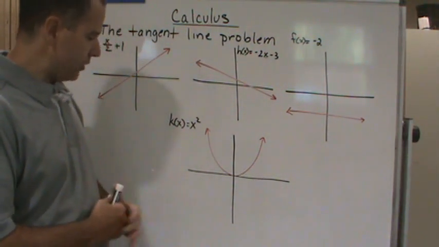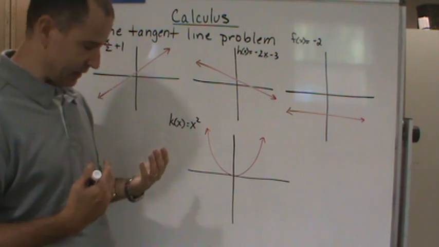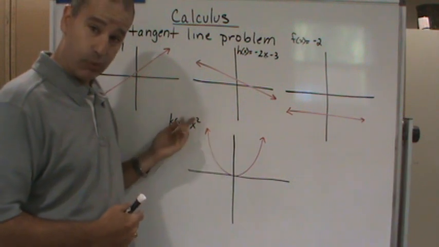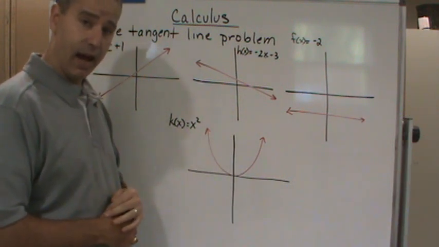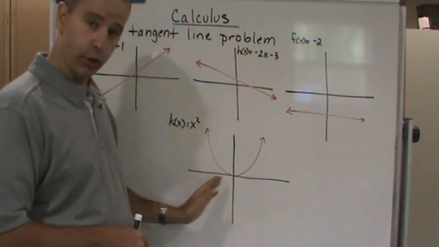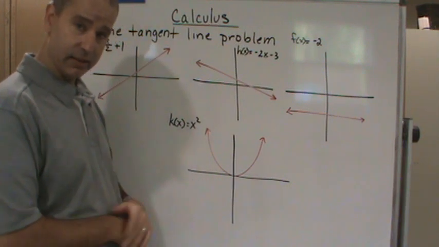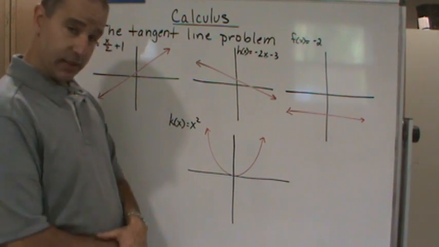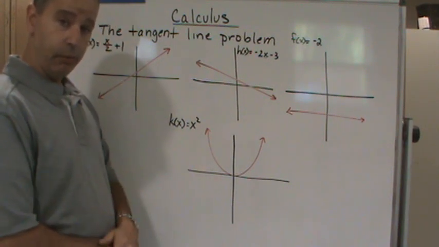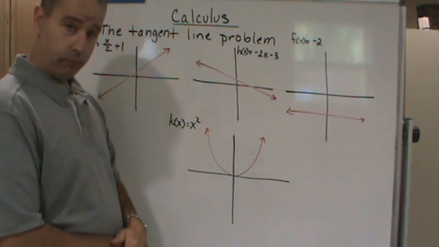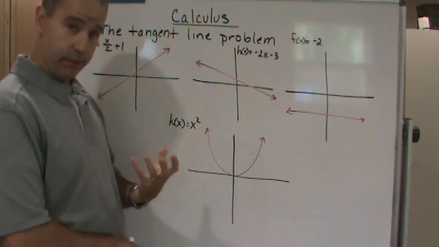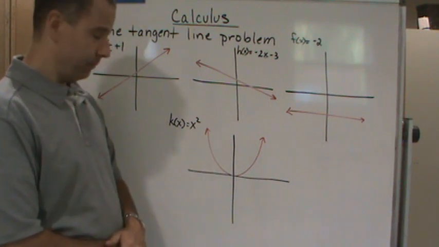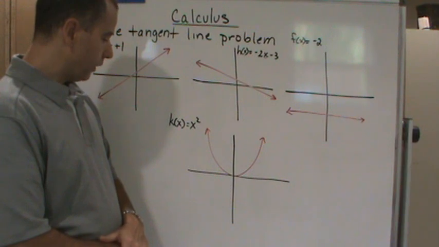Okay? So the question is, and this is where the tangent line problem comes in, the fact is that the rate of change, the slope, is not constant here. It changes depending on where you're at in the x direction. So the question is, how do we solve this? And this is where people like Newton and Leibniz developed independently the study of calculus, the math of calculus.